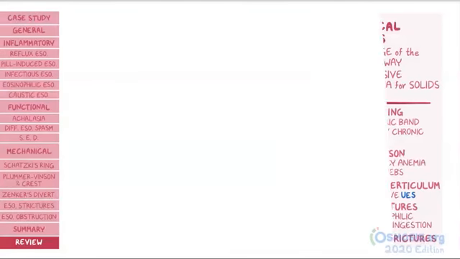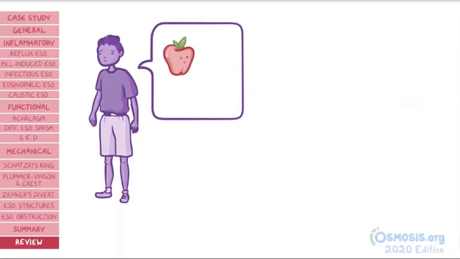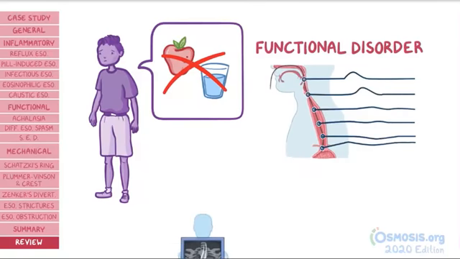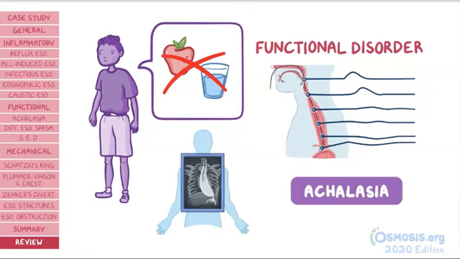Alright, now back to our case. Ravi came to the clinic because he experienced difficulty swallowing food and water over the last 3 months. In other words, he has dysphagia to solids and liquids. Therefore, we can assume it's a functional esophageal disorder. Esophageal manometry showed an incomplete lower sphincter relaxation, while the barium swallow revealed a dilated esophagus with an area of distal stenosis. So this is a classic case of achalasia.